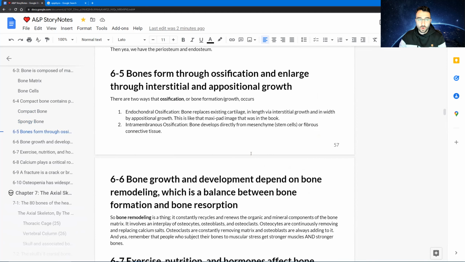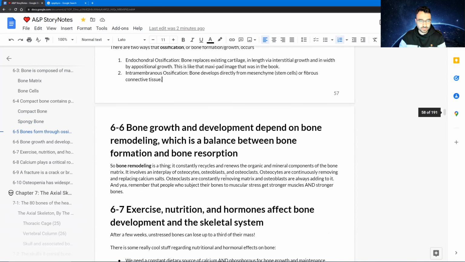All right, so how do bones form? There are two ways that ossification or bone formation occurs. We have endochondral ossification. That's where bone actually replaces existing cartilage, in length via interstitial growth, and in width by appositional growth. This is like that maxi-pad image that was in the book, whatever. Intramembranous ossification is where bone develops directly from mesenchyme, again, stem cells, mesenchymal, or fibrous connective tissue. So not too much detail there.